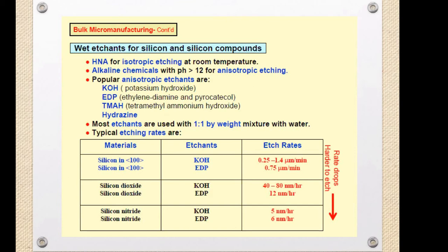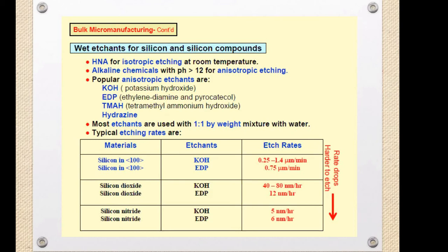There are a number of different types of etchant that can be used with different substrates. The common isotropic agent for silicon is HNA, which consists of acidic agents such as HF and HNO3. These agents can be used effectively at room temperature. The alkaline chemicals, with a pH greater than 12, are used for anisotropic etching also.